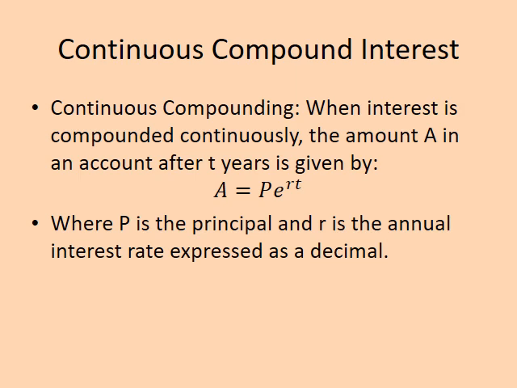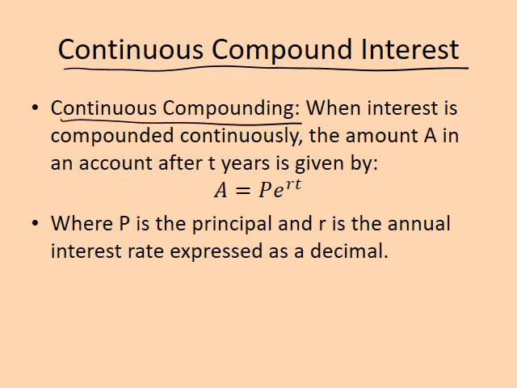The last kind of compound interest is continuous compounding interest. Continuous compounding is when interest is compounded continuously. The amount A in an account after t years is given by A equals P times e to the rt. P is the principal amount, e is the number e, r is the interest rate written as a decimal, and t is the time period. We often refer to this equation as PERT, which is an easy way to remember it.